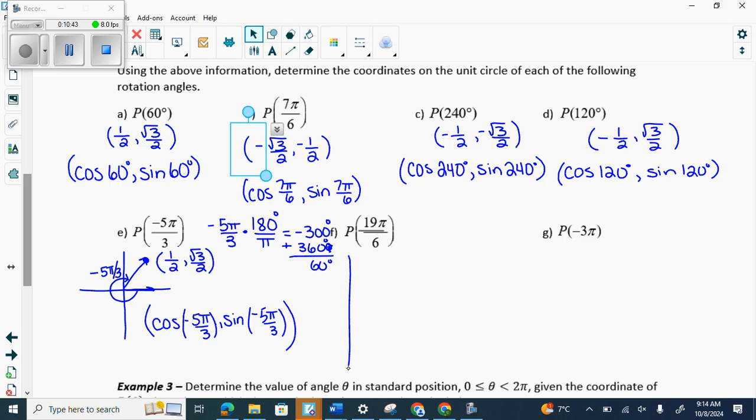Okay, 19 pi over 6. If I go 19 pi over 6 and I subtract 2 pi from it, that's the same as saying 12 pi over 6. So I get 7 pi over 6, which is the exact same answer as this one. Right? Lands on the exact same arm. We agree? So the coordinate would be negative root 3 over 2, negative 1 over 2. And then negative 3 pi, we've already talked about it, was negative 1, 0. That's negative 1, 0.